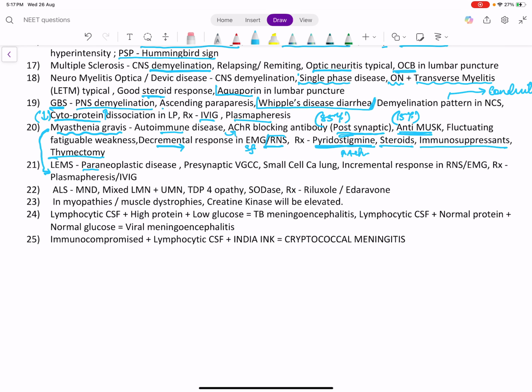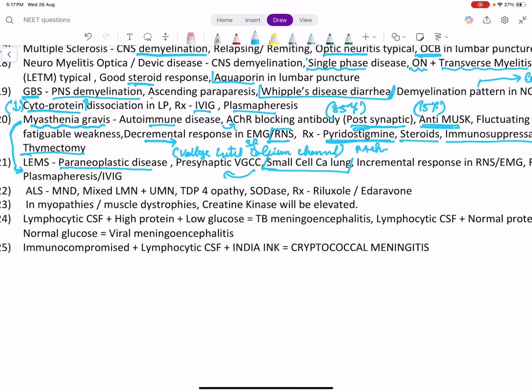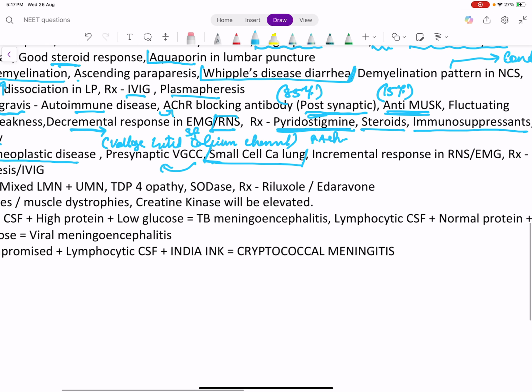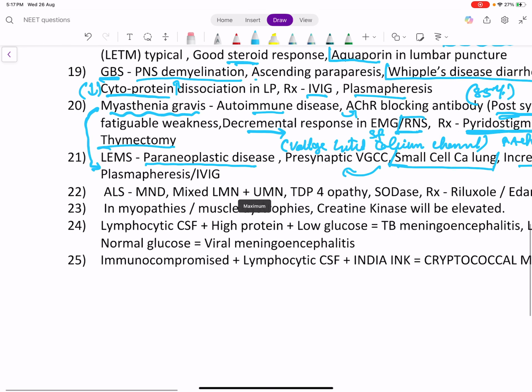It is a paraneoplastic disease which occurs secondary to small cell lung cancer. Small cell lung cancer produces an antibody which is called VGCC, that is antibody against the voltage gated calcium channel of the presynaptic membrane. So myasthenia gravis is postsynaptic, LEMS is a presynaptic problem. So here there is an incremental response on repetitive nerve stimulation. Being a paraneoplastic disease, we have to remove the antibody. Treatment is plasmapheresis or IVIG.